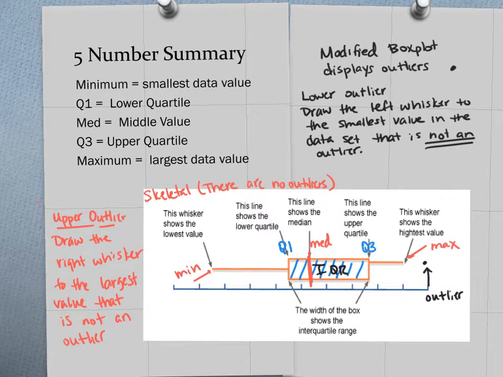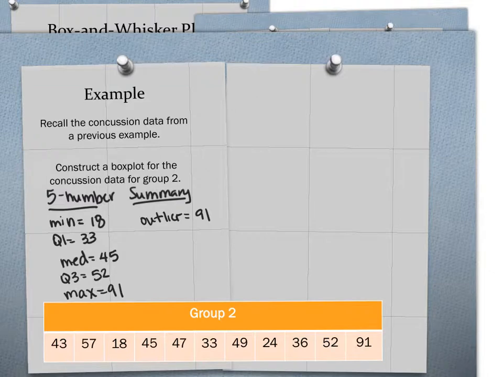Now, let's take an example and see how we draw a box plot and incorporate outliers in it. Using this concussion data, the example we've been building on, we know that the minimum value is 18. We found Q1, that's 33. We found the median was 45. Q3 is 52 and the max is 91. We also know there's an outlier at 91 because it was bigger than our upper fence. There are no low outliers, so we're going to graph this actual data.